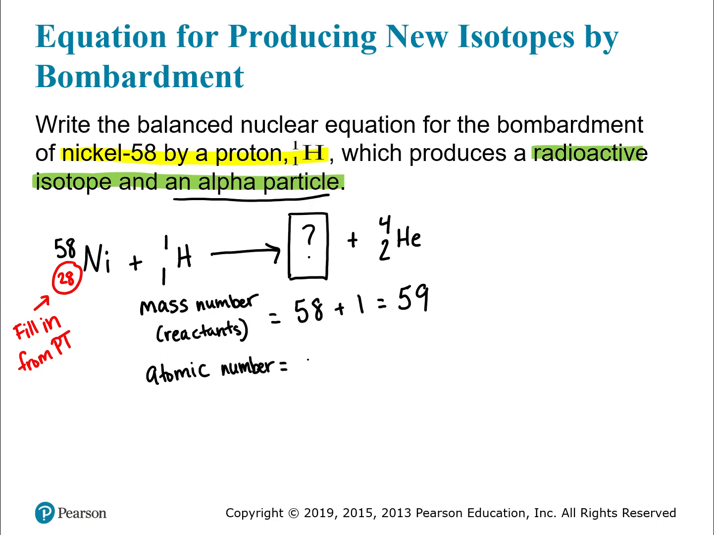For the atomic number, you take the 28, which we figured out from the periodic table. You add 1 from the hydrogen, and that gives you 29. Since we know that these totals have to be the same on both sides, we can use subtraction to figure out the mass number and atomic number for our new radioactive isotope.